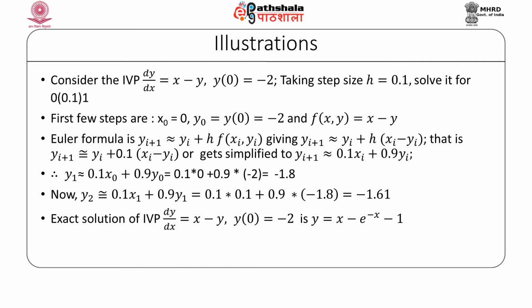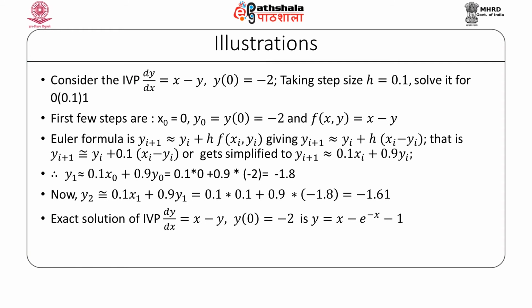So y1 will be estimated, with x0 equal to 0 and y0 equal to minus 2. If we simplify the formula, yi plus 1 is 0.1 xi plus yi minus 0.1 yi, which gives 0.9 yi. So y1 is 0.1 x0 plus 0.9 y0. Substituting 0.1 into 0 plus 0.9 into minus 2, the answer is minus 1.8. This is our estimate for the value of y at x equal to 0.1.